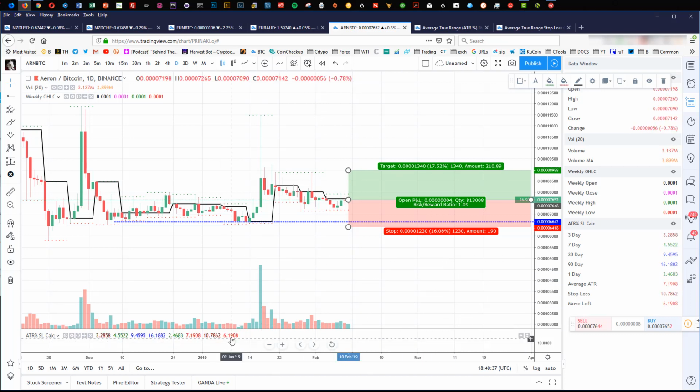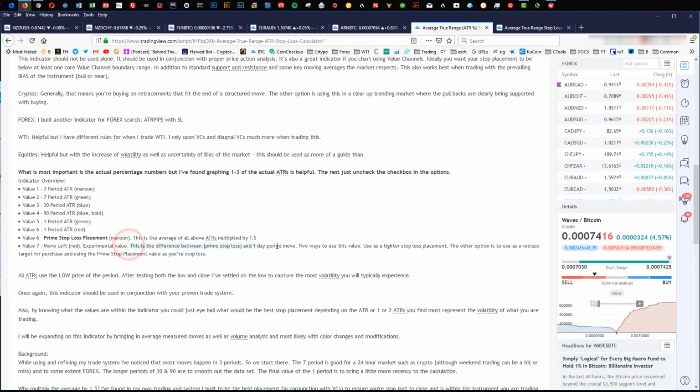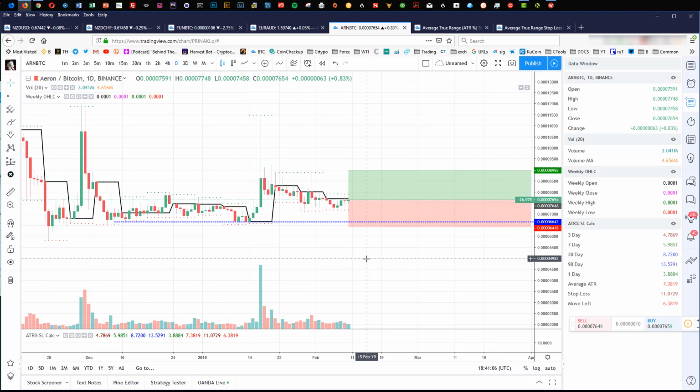This last calculation is the percentage move left in the day based on the average true range. I'll go through this so it's very clear. It's the difference between the prime stop loss and the 1-day period move. This is an experimental number, saying there's a potential that there's a 6% move left in the day.